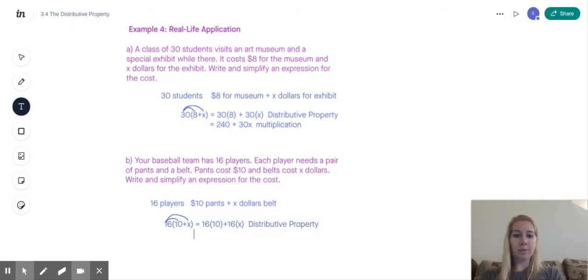All right, now let's simplify. We can do some multiplying here. We can do 16 times 10. Well, 16 times 10 is a little big, but I could do 16 times 1 and then put the 0 back. 16 times 1 is 16, and then remember that 0, add it on. So 160 plus, and then 16 times X is the same as just saying 16X. And for that, we just multiplied. And that's it. Our answer is 160 plus 16X.